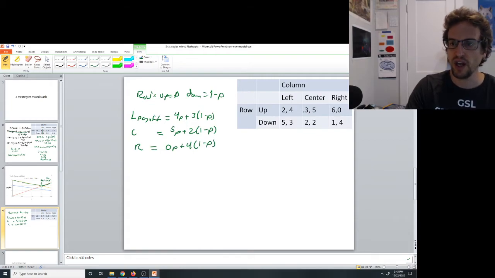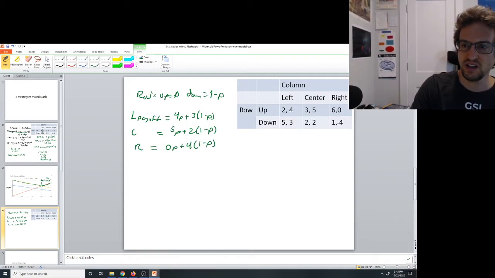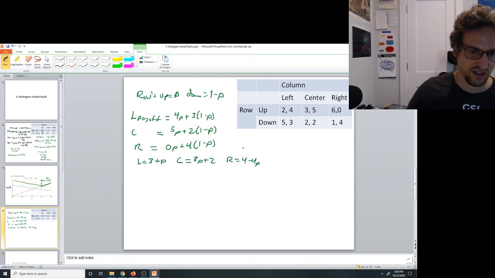Now, I'm looking at this, by the way, and I'm thinking, man, I would never go right. 0, 4 versus 4, 3, 5, 2. 0, 4 seems weak. So I'm assuming right's going to be the one eliminated. But let's find out. We can simplify these. So again, left is 3 plus P, center is 3P plus 2, and right is 4 minus 4P. Hope that's right. Let's look at the next slide here.